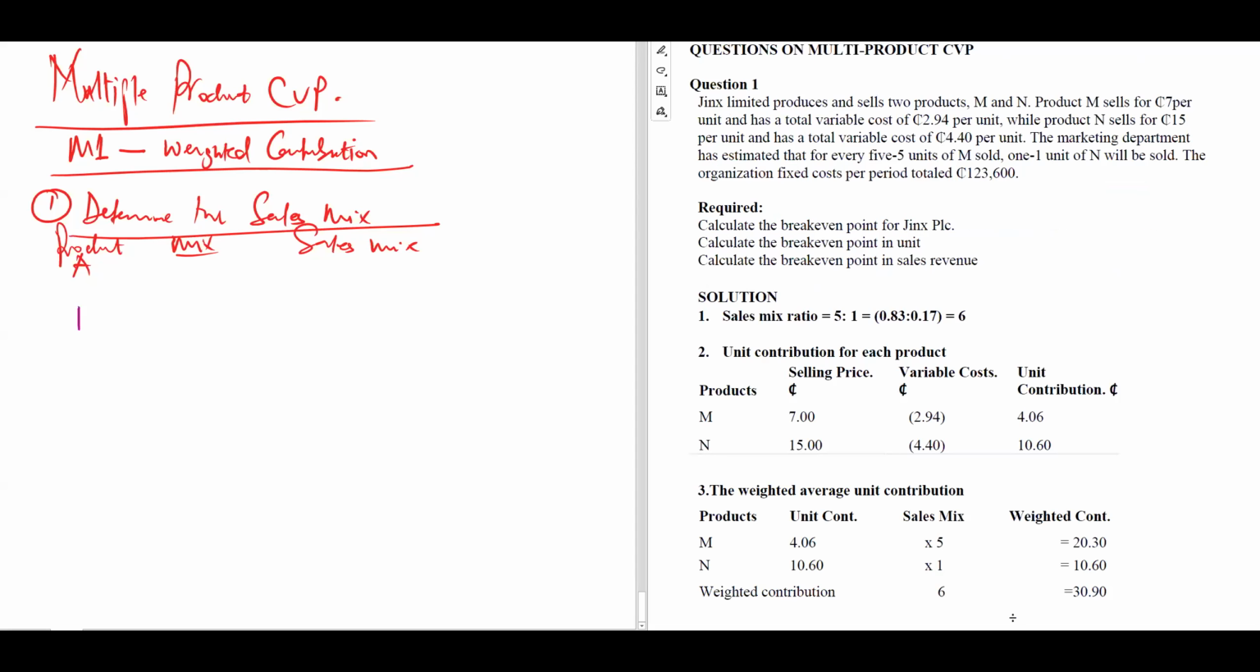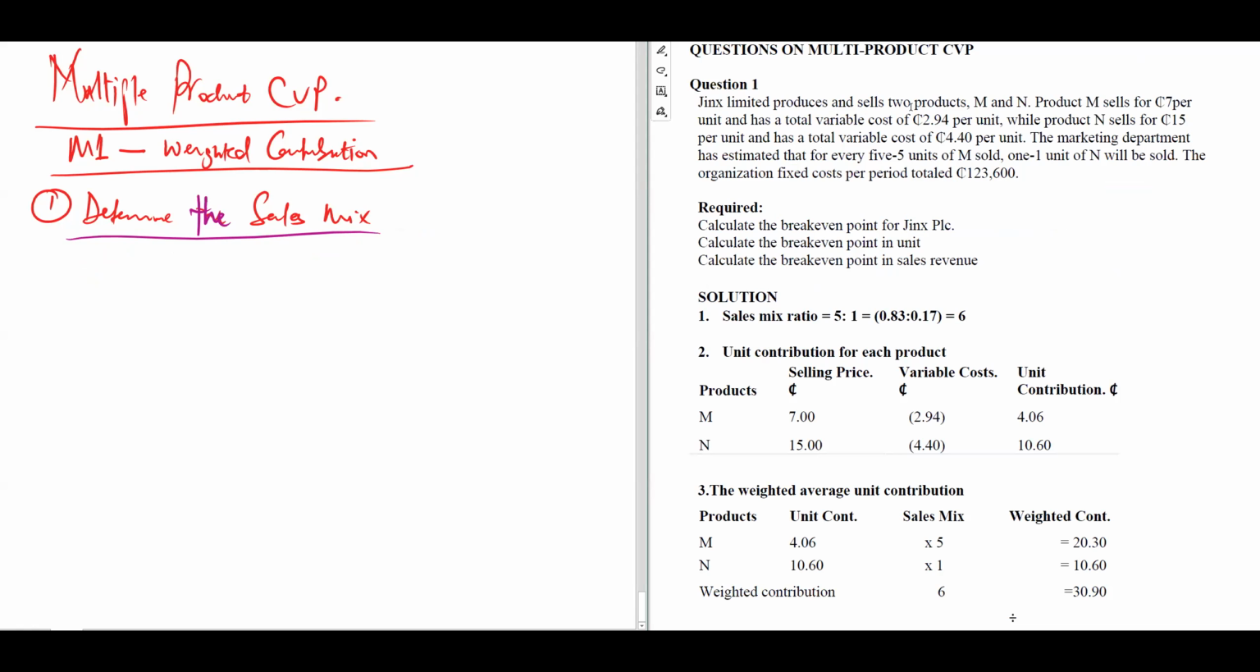So determine the sales mix. We have a question here, and then we are going to use it to walk through that. So you follow as we go along, then you write as we go along. The first thing is to determine the sales mix. What is the sales mix? How you mix and sell.